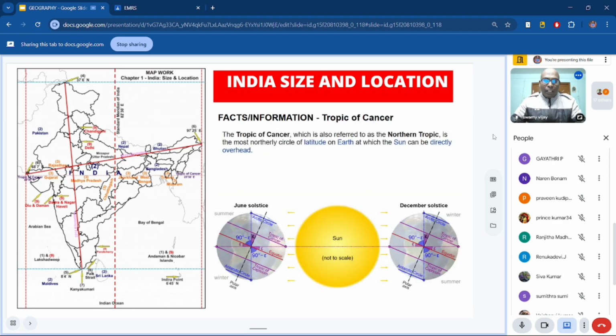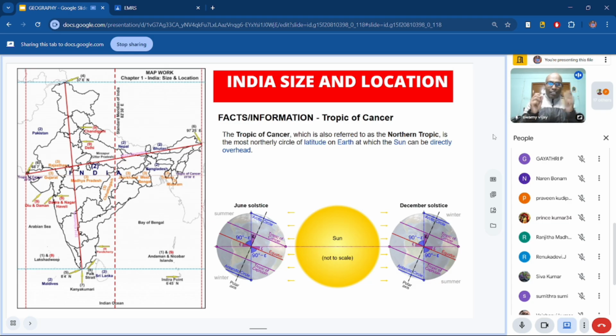Now another basic piece of information: the planet Earth, or the globe, is slightly tilted towards the right side. It is not exactly straight, so these lines are also not exactly straight. They are slightly bent. And these are all imaginary lines. Now we have two important lines which divide the planet Earth into the northern hemisphere and the southern hemisphere. The Tropic of Cancer, which is also referred to as the northern tropic, is the most northerly circle of latitude on Earth at which the sun can be directly overhead.